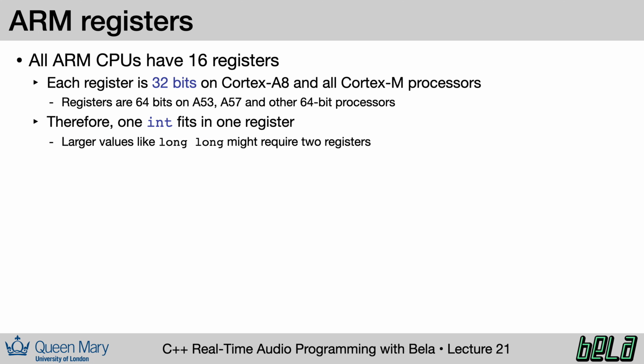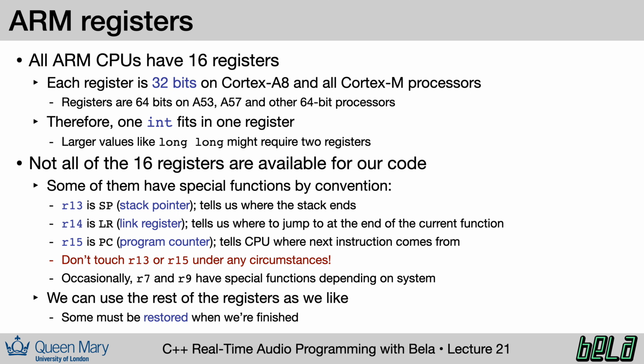As we discussed, every ARM CPU has 16 different registers to work with. On 32-bit ARM processors, including the Cortex-A8 that powers Bela, each register is 32 bits or 4 bytes wide. What that means is that one int value fits into one register. Other C data types, for example the 64-bit long, might require 2 registers to store. Now, even though we have 16 registers, not all of them are available equivalently for our code. Some registers have special functions in the processor. R13 is the stack pointer. This tells us where the stack ends.